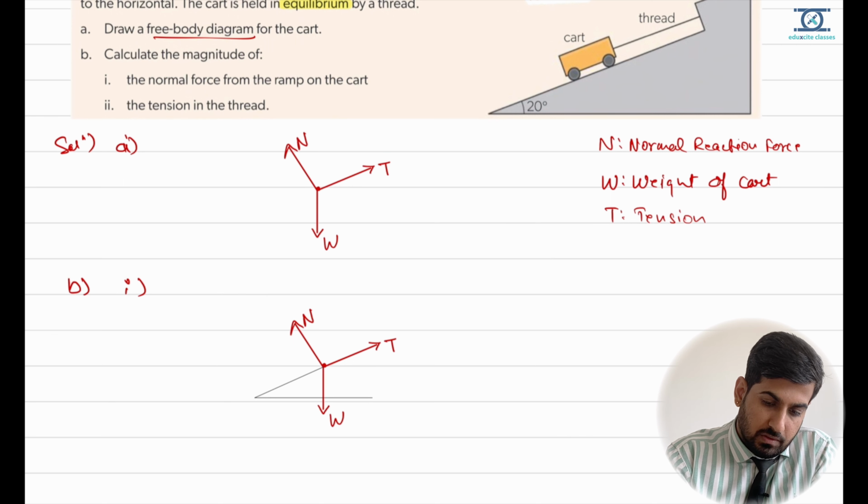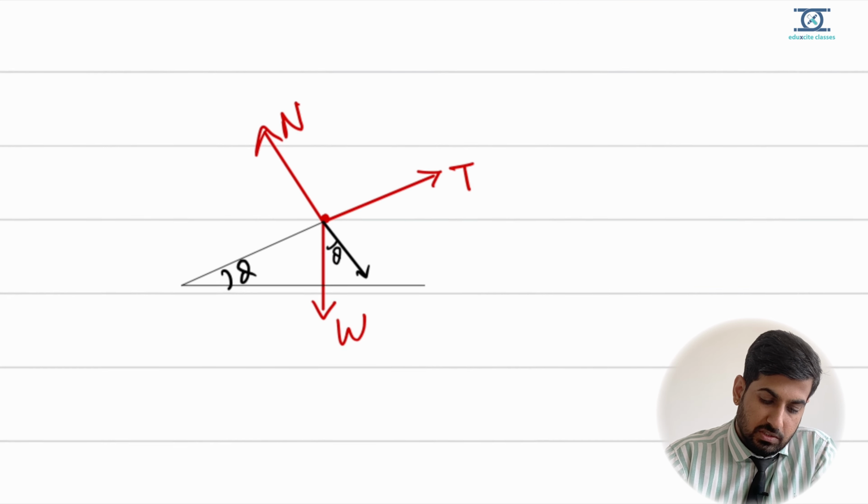Like for example, if this is theta, this is very common, you should know this angle will also be theta. How? Just pay attention. This is theta, this is 90 degrees, this is 90 minus theta. Now if this is 90 minus theta and this whole angle with this is 90, then this will be theta.